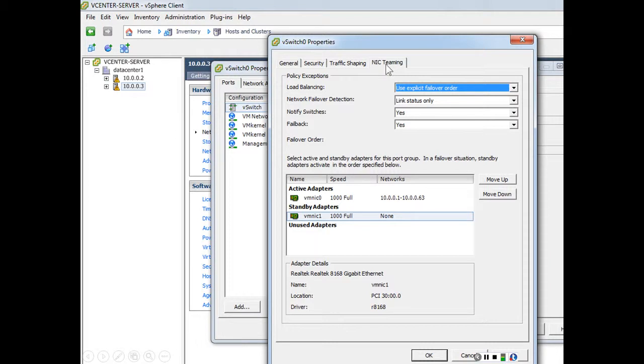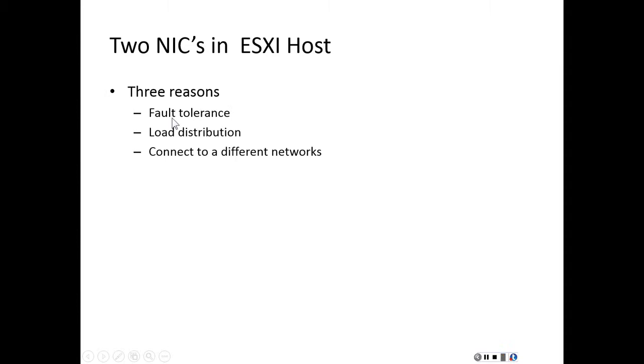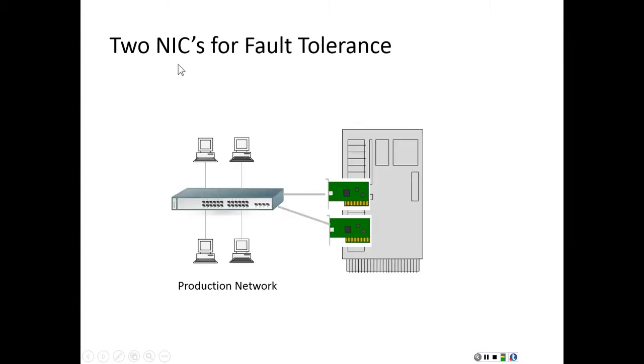And network interface card teaming can be implemented when you have 2 or more network interface cards in an ESXi host. Notice we have 2 network interface cards on this virtual switch in this ESXi host. So the question is, why would you have two network interface cards in an ESXi host? And there are three reasons: fault tolerance, load distribution, and the ability to connect different networks.